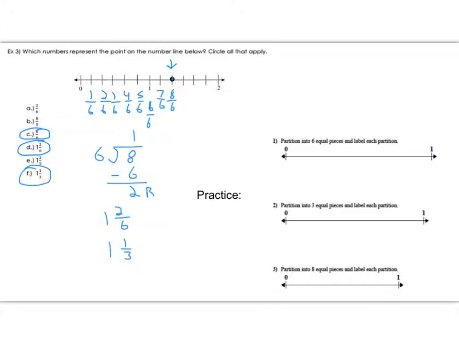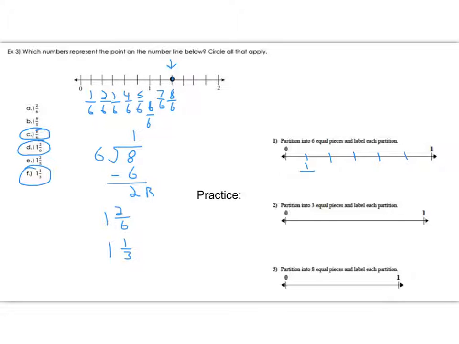Alright, so here's a couple of practice problems. I'm going to do number 1 for you, then I want you to do 2 and 3. So this says partition into 6 equal pieces and label each partition. Well, we kind of did that in the example, right? So I'm going to cut it in half, and I'm going to cut each half into thirds. And that'll give me 6 pieces. See that? And then I can label each partition.